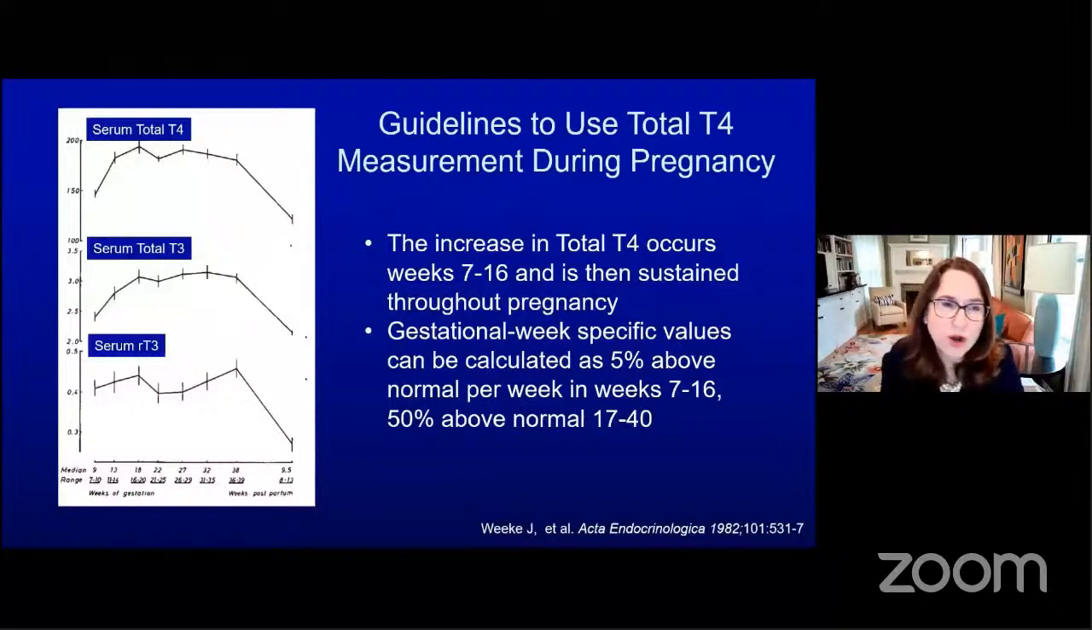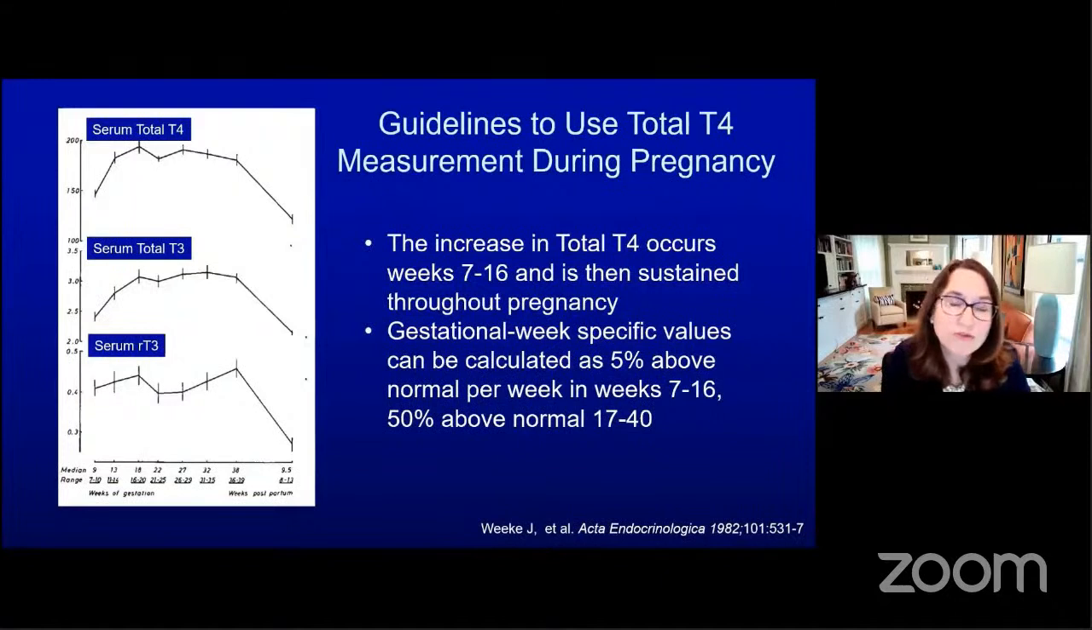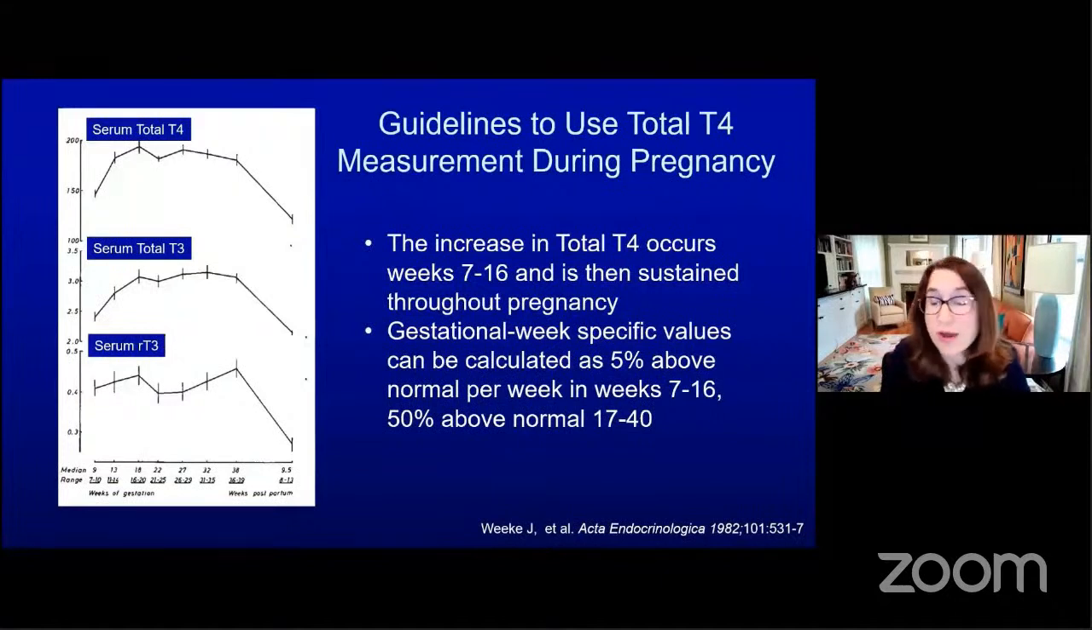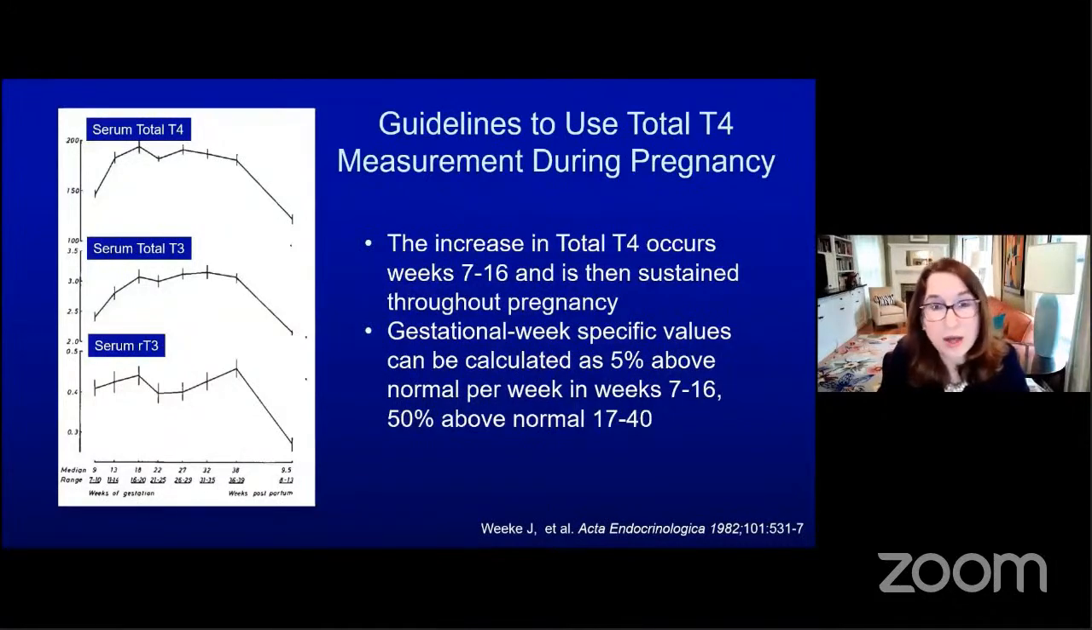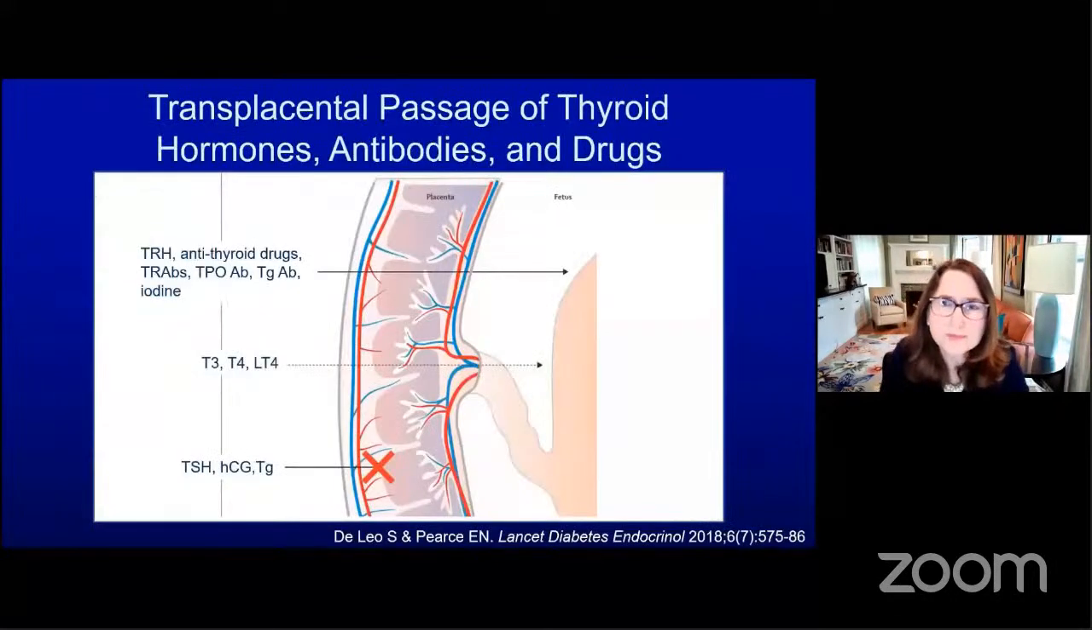So what you can do for either total T3 or total T4 is to take your non-pregnancy upper limit of normal for your assay, add 5% per week starting at week 7 until week 16, when you'll be at 150% of your non-pregnancy upper limit of normal, and then you can use that 150% of non-pregnancy for the rest of gestation. So we don't have a perfect solution for measuring peripheral thyroid hormone, just important when you measure to take into account the limitations of our assays.